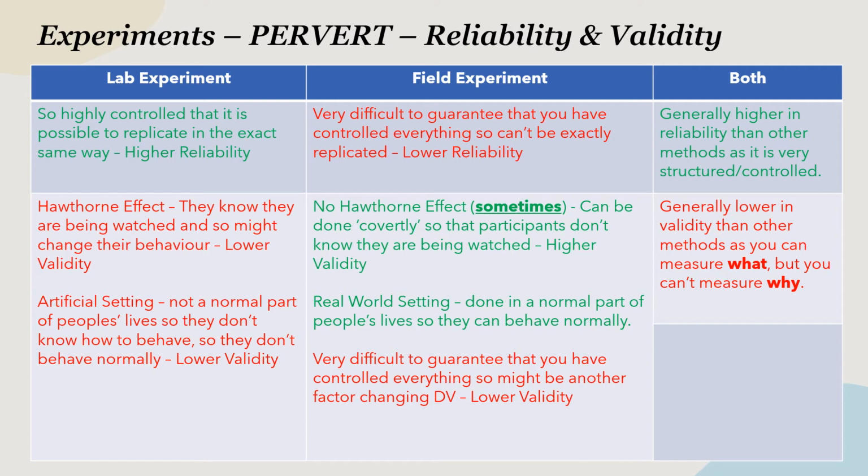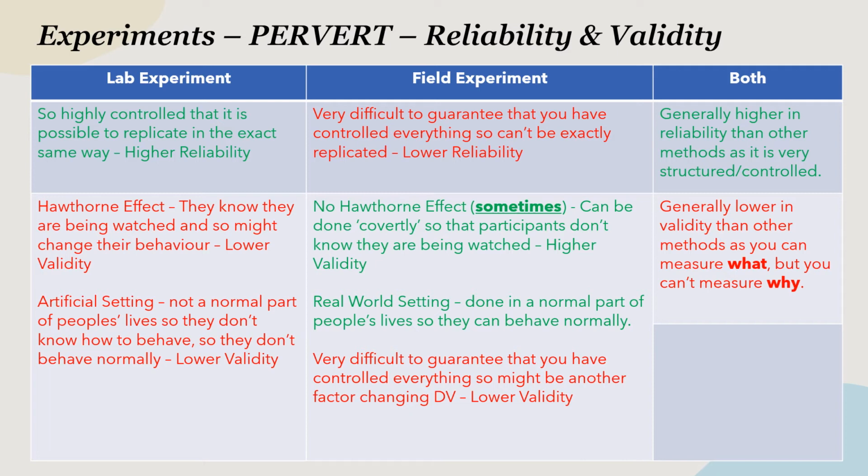The field experiment, on the other hand, is very difficult because you're in a real world setting, because you can't guarantee that you've controlled everything. It's very difficult to say this is done in the exact same way. So the reliability of a field experiment is going to be lower than that of a lab experiment. So there's an issue there that you might find that something's happening when you do your field experiment that you have no control over, and when someone tries to replicate it, something very different is happening that again they have no control over because it's done in the real world.